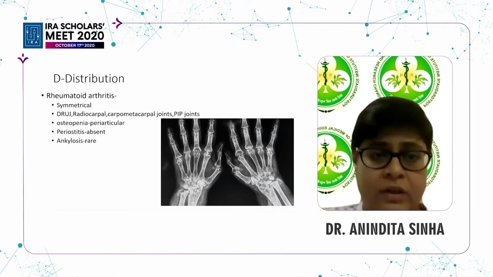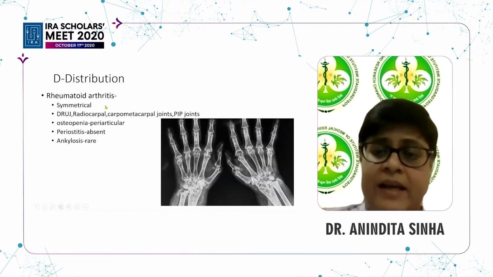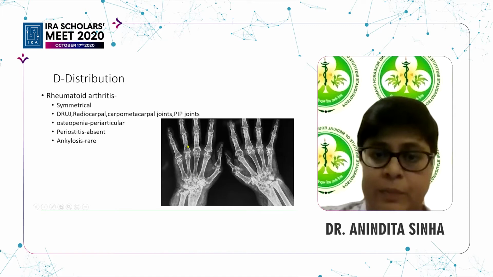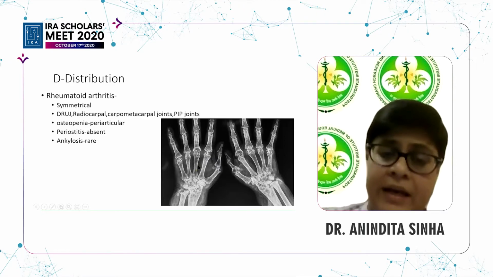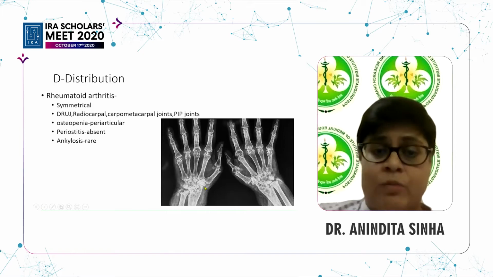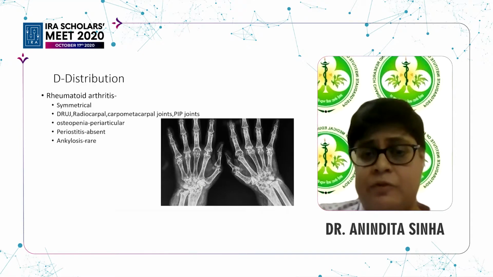So in the most common rheumatoid arthritis, what is the distribution like? This will help us in coming to a differential or a proper diagnosis. It is symmetrical. The DRUJ, that is the distal radioulnar joint, the radiocarpal joints, the carpometacarpal joints, and the PIP joints are the most commonly involved. Osteopenia is periarticular. Periostitis is absent, unlike in psoriatic arthritis where periostitis may be present. Collapse is more common and ankylosis is rare, although it's common in JIA, which we will discuss later if we have time.